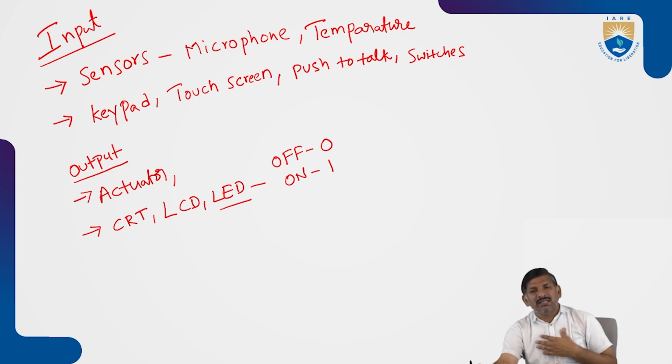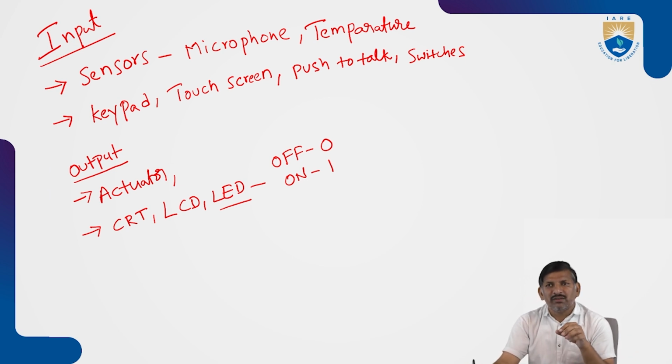So my requirement is, by default, when I switch on, the LED will be on. Switch off means the LED will be off in general. In some cases, only at a particular condition the LED needs to be on, or only at a particular condition the LED needs to be off.